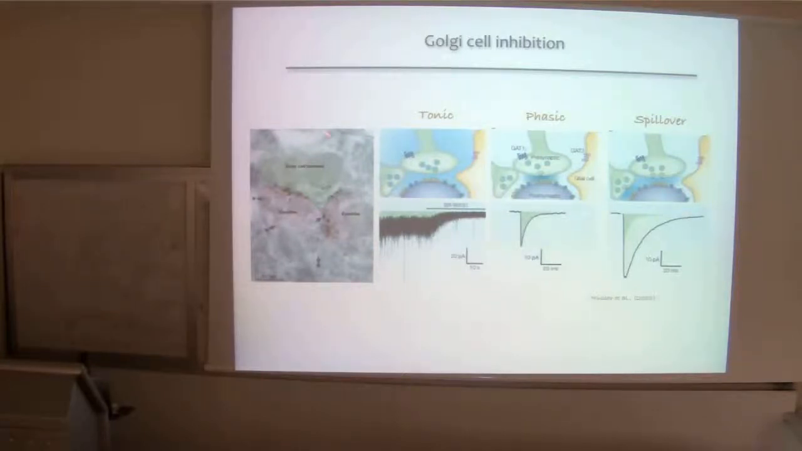So basically people have said, okay, if we block Golgi cell release by putting on tetrodotoxin or other blockers of release, do we see a change in the level of tonic inhibition? Some people, yes, they have seen that, but it seems to be very age dependent. And the reason for that, we don't know.